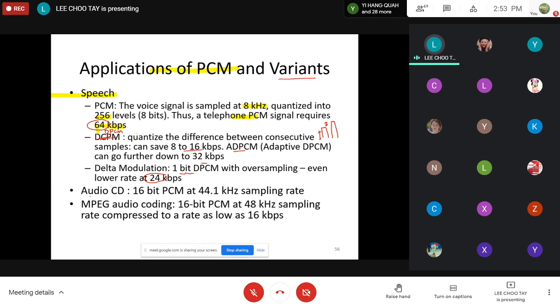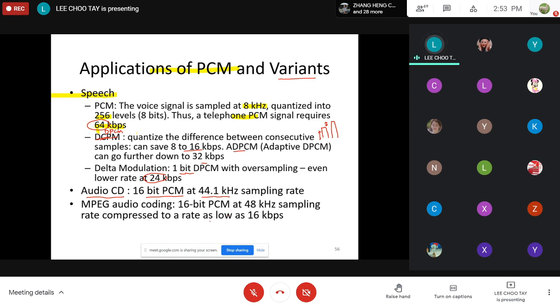For audio signals, normally we use 16-bit PCM. 16-bit PCM means 65536 levels. This is actually one of the tutorial questions, and we're going to look at it later on. And this is sampled at 44.1 kilohertz.